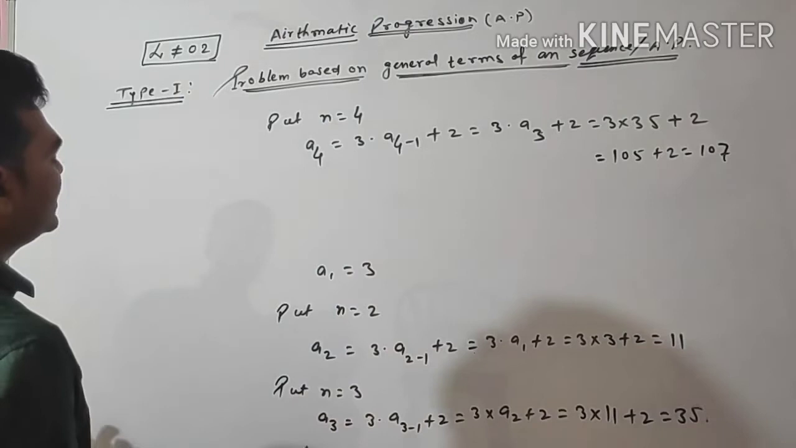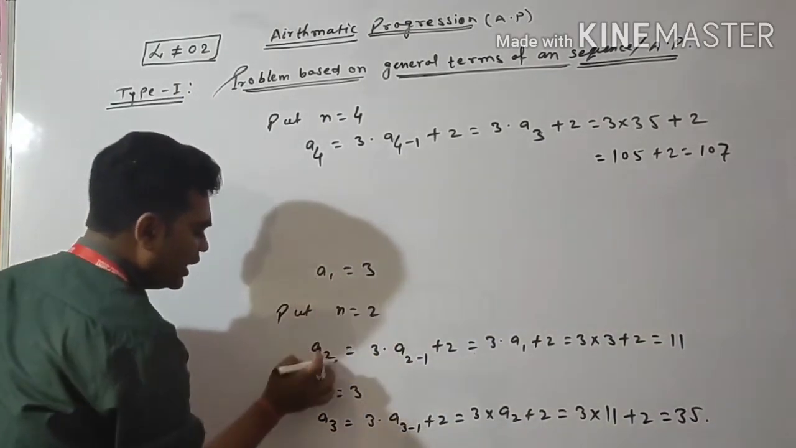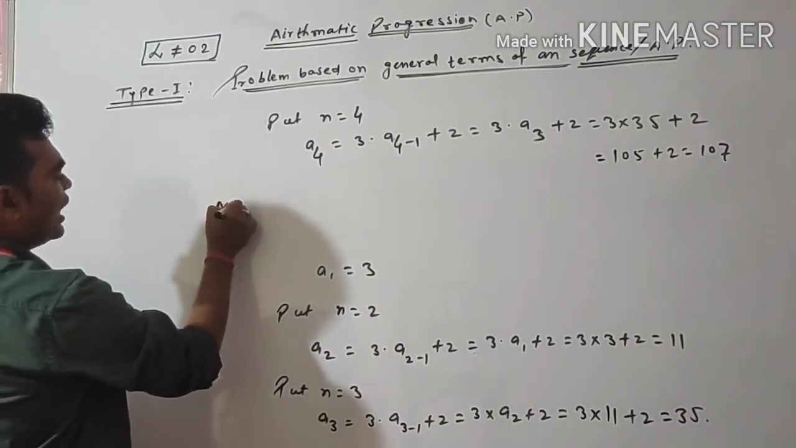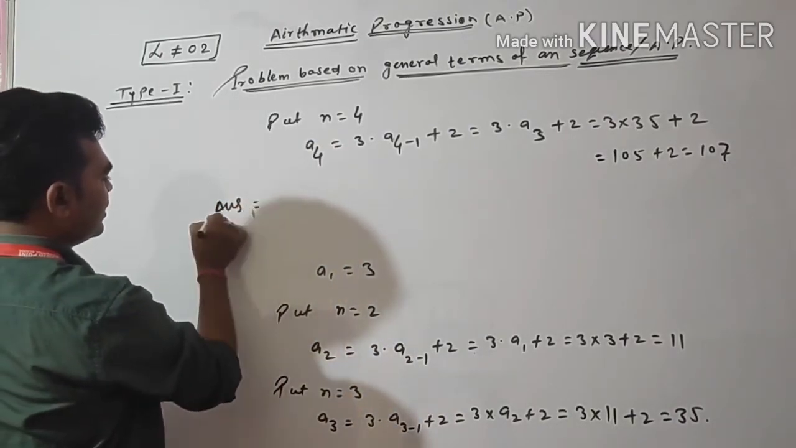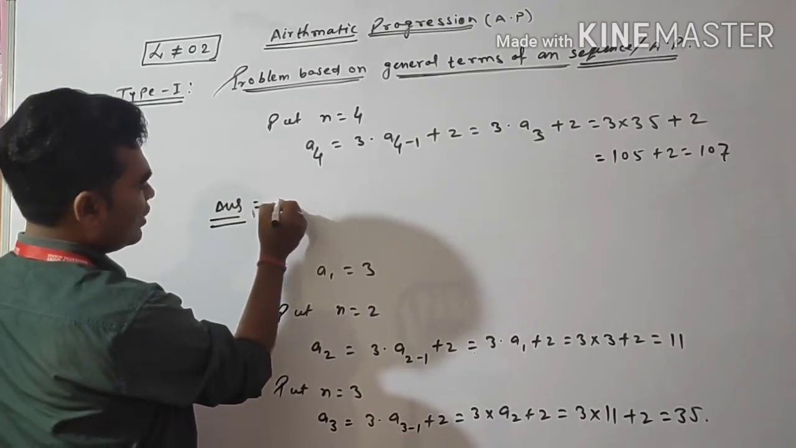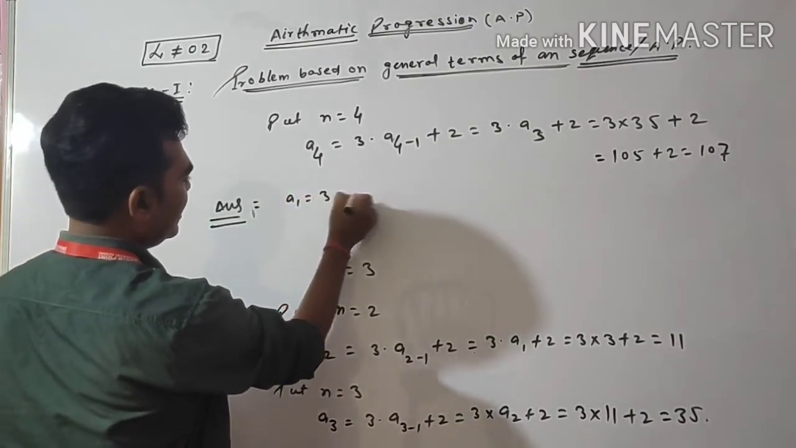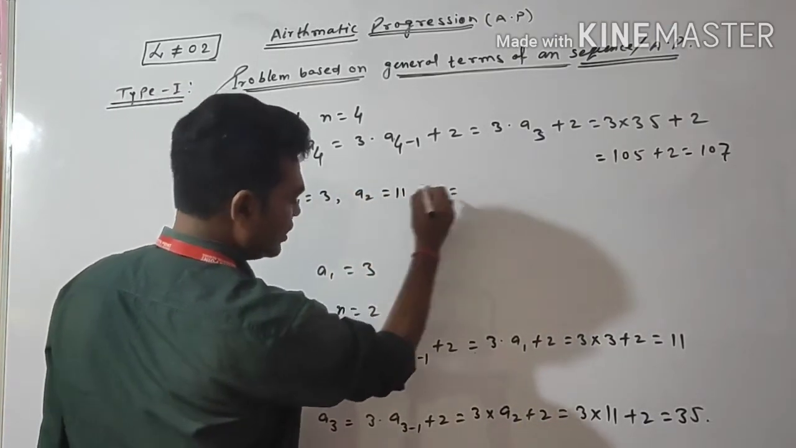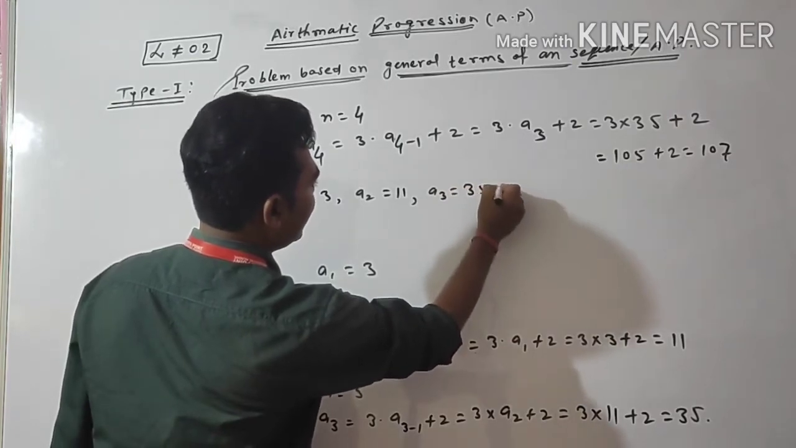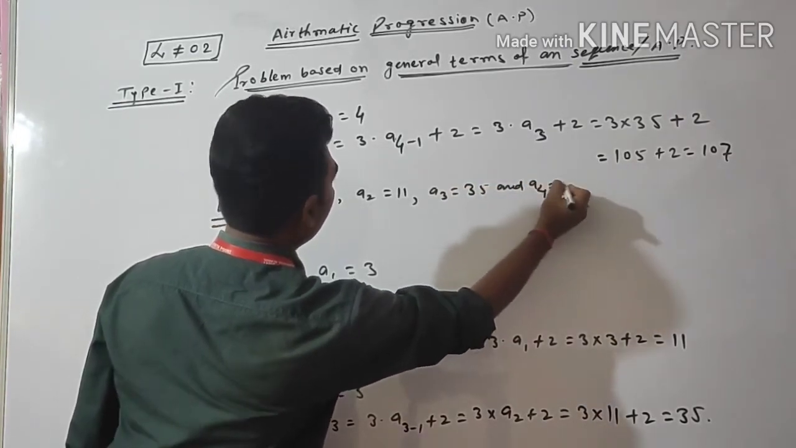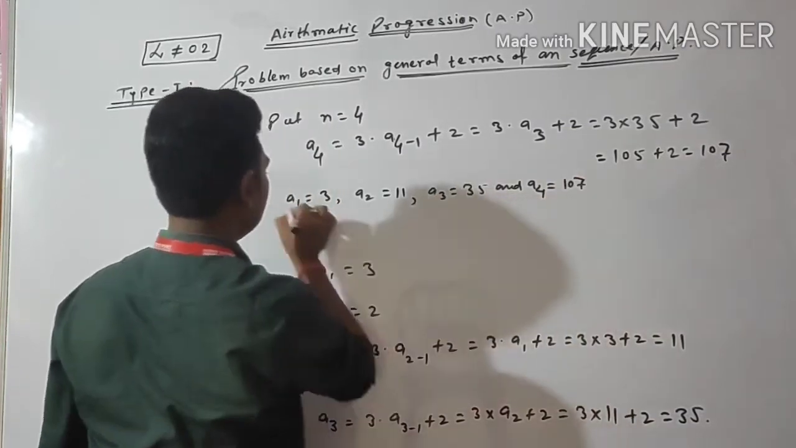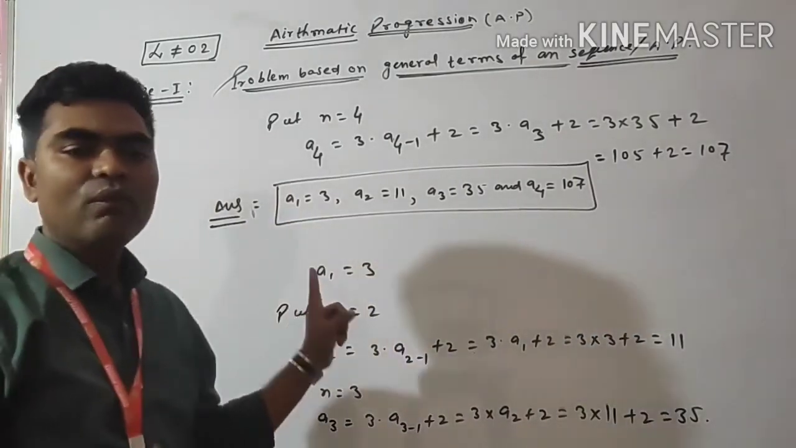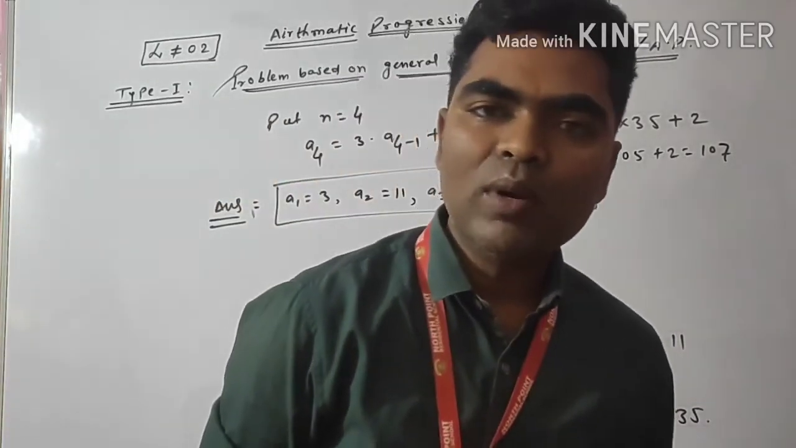Hence our four terms are A1, A2, A3 and A4. Therefore the answer is: first A1 is equal to 3, A2 equal to 11, A3 equal to 35 and finally A4 is equal to 107. This is your answer. Okay? Four terms. Have you any problem, my dear?